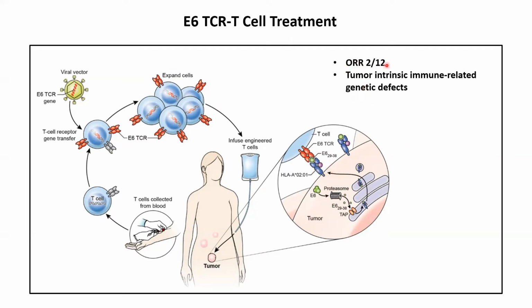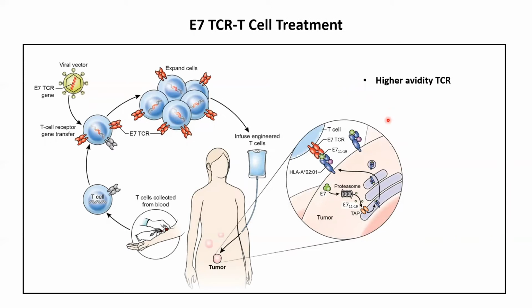With this approach, we saw responses in 2 of 12 patients, which is encouraging in that there were responses, but it's discouraging in that we were really hoping for a higher response rate. We also learned a lot about tumor intrinsic immune-related genetic defects, and I'll talk about that more with our more recent studies as well. However, when we started the E6 TCR clinical trial, we continued to look for T cell receptors in the lab and actually discovered a better T cell receptor that targets the E7 antigen. So what I'm going to show you next are our data from our E7 TCR cell therapy trial.